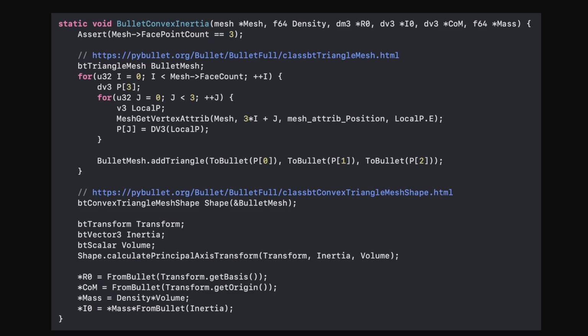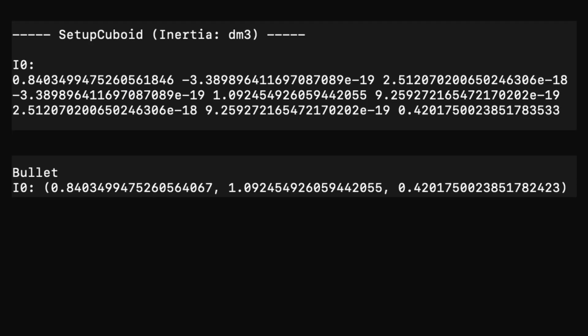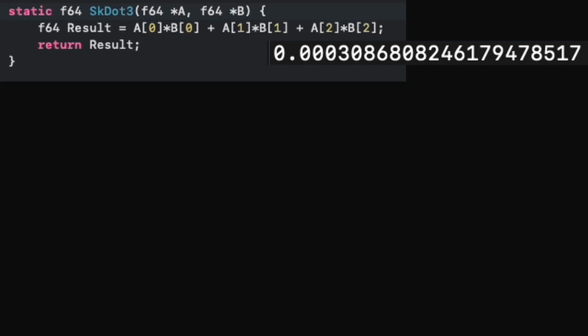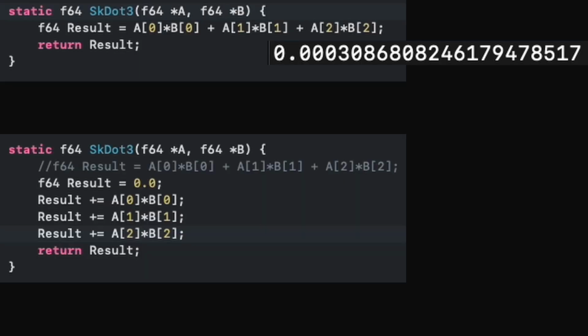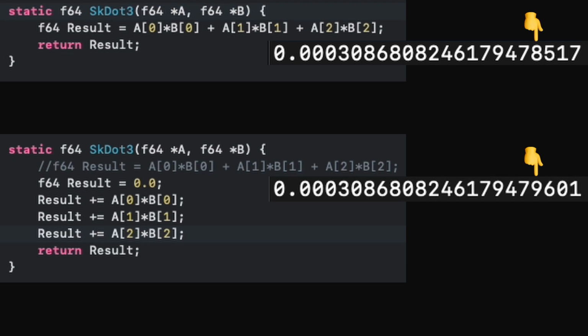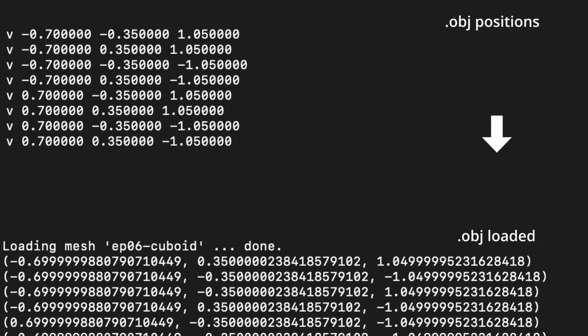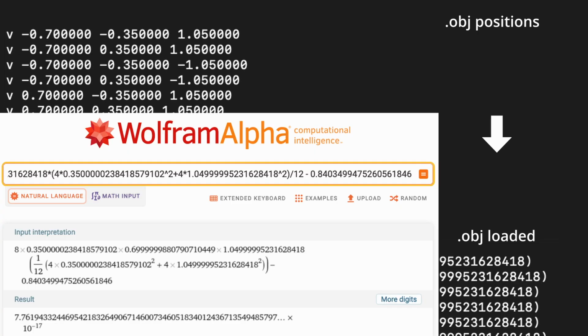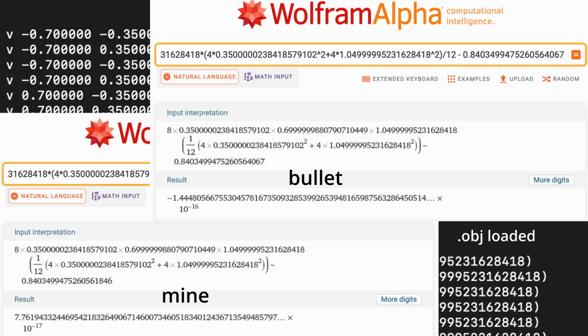I wrote a function very similar to mine to compute the inertia tensor for convex triangle meshes using Bullet and compared the results. This is mine and this is the diagonal of the Bullet one. They are almost the same. At first I was a bit worried about this tiny difference, but later I learned that this can be a result of a different order of operations. For example, this function produces this value on the input of some values, and this function produces a slightly different value on the input of the same values. Additionally, considering the inaccuracy of the stored vertex positions of the cuboid, I computed the exact inertia values using Wolfram Alpha and noticed that my error was even smaller than the error by Bullet, which relieved my worries.